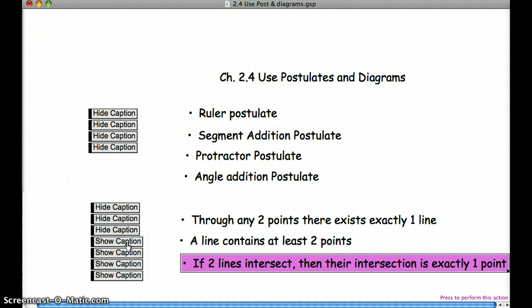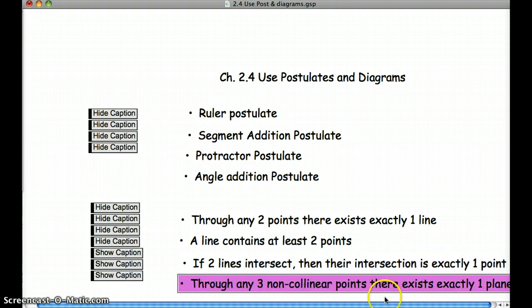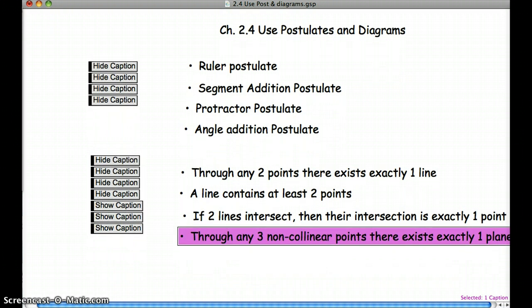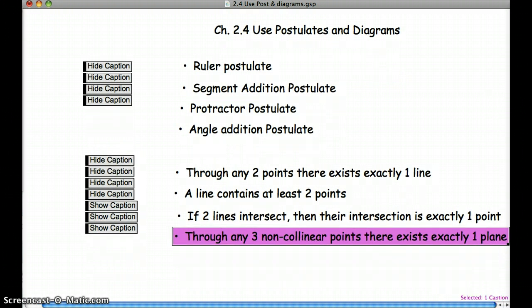Our next postulate, postulate number 8: through any 3 non-collinear points, and we've talked about this before, there exists exactly 1 plane. That's basically the definition of a plane. Any 3 non-collinear points. Okay? We talked a lot about this when we talked about the stool or the table, how the stool has 3 legs that are in 1 plane and the 4th leg is off. We're not going to get into that anymore. You guys probably remember me putting the table up on the stool up on the desk.